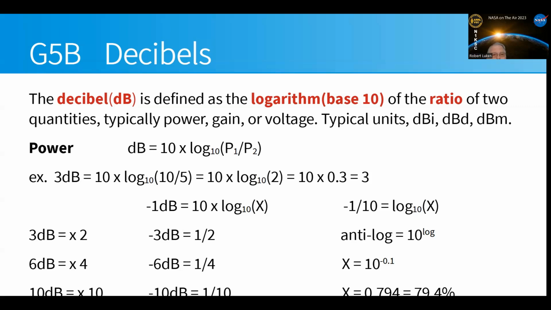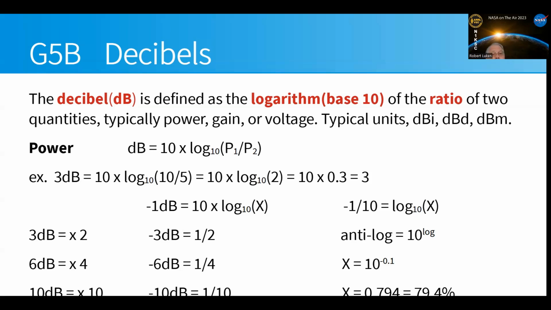We'll skip the -1 for now, but it kind of wraps around. Didn't really have room to do it right. So the thing to remember is the 3 dB increase is times 2. A -3 dB is 1/2, or the reciprocal of it. 6 dB is times 4. -6 is 1/4, reciprocal of 4. 10 dB is times 10.